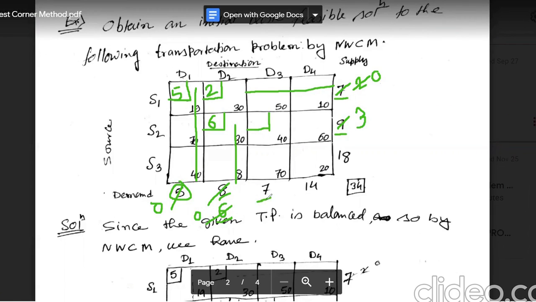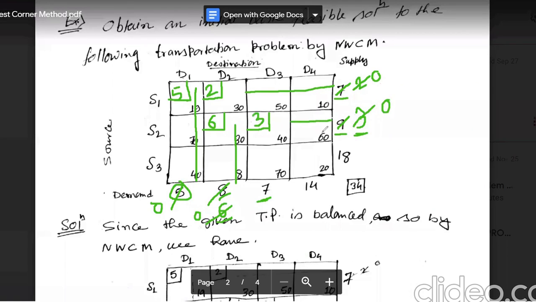What is the demand? 7. And from source S2, how much can you supply? 3 units. So between 3 and 7, which one is less? 3 is less. Then 3 is the minimum. So you allocate 3 units here. So the total supply gets exhausted. So that becomes 0. No more supply can be made from source S2. Then you cancel out this row.